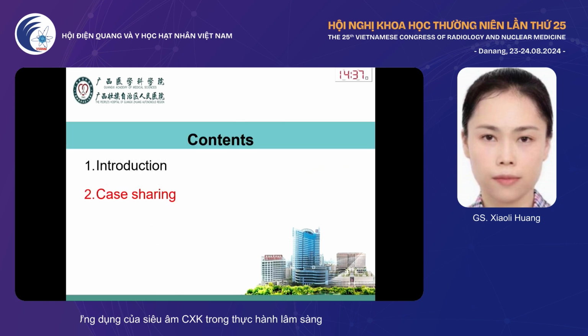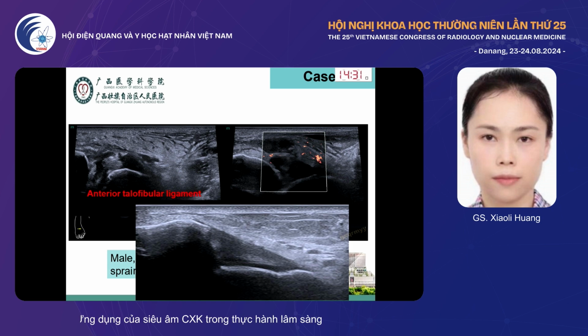Now we move on to the second part of the content, case sharing. Case 1. Male, 43 years old. The patient has had a sprained left foot for several days. From the two images, we can see that the anterior talofibular ligament is swollen with discontinuity. There is a swelling of the surrounding soft tissue and increased blood flow signals can be observed.